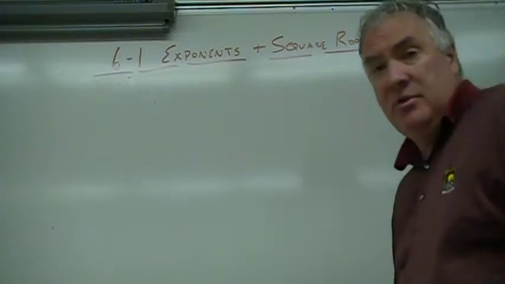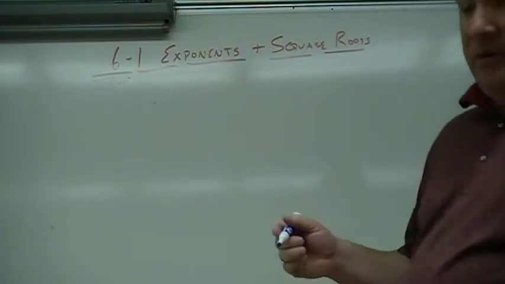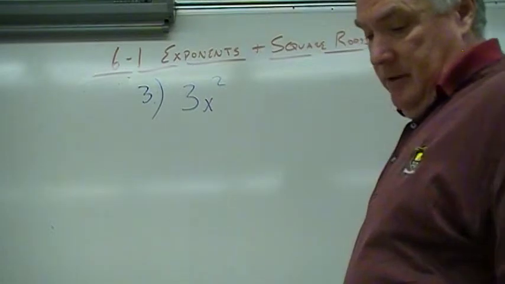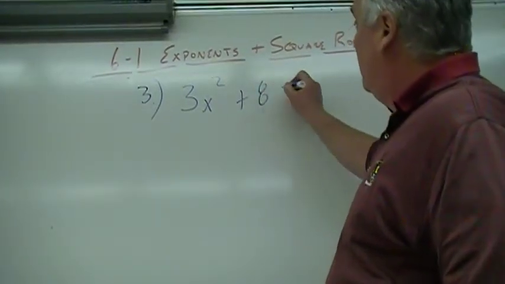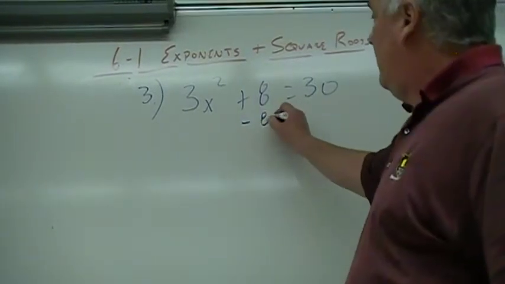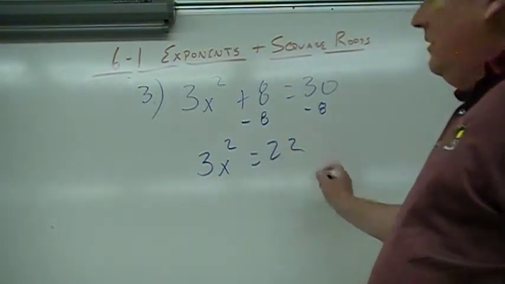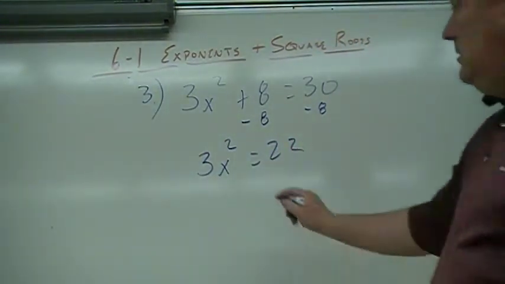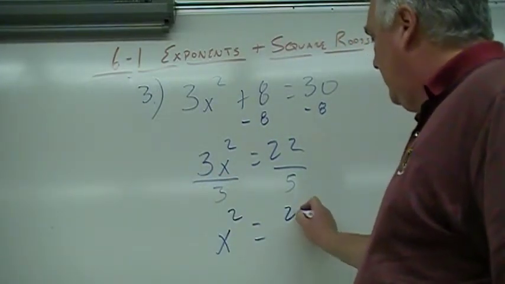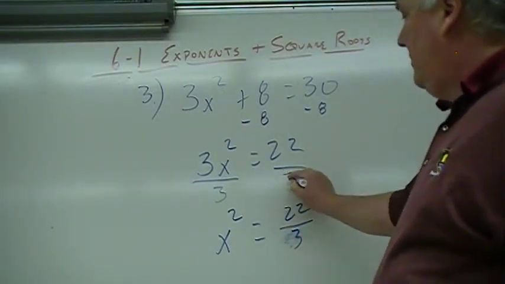Now let's go on to teaching problem 3, which is still the same type of 2-step problem that we did earlier this year. So teaching problem 3, 3x squared plus 8 equals 30. Take away 8, take away 8. 3x squared is 22. Divide by 3, divide by 3. X squared is equal to 22 thirds. Sorry, this should be a 3.